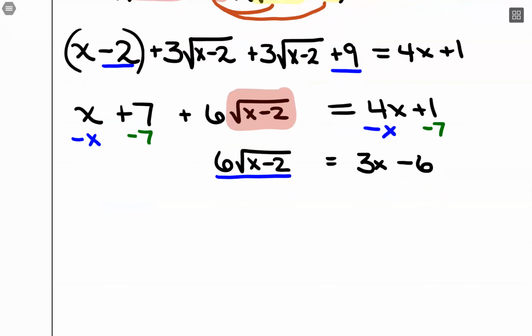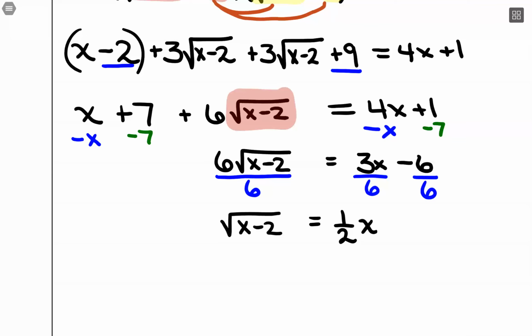We're going to divide both sides by 6. And depends on what you want to do here. I'm going to go ahead and reduce this fraction down, thinking of it as 3x over 6 and negative 6 over 6, just because especially that side would simplify nicely. So I'm going to have the square root of x minus 2 equals 3 divided by 6, which is 1/2, times x, and then negative 6 divided by 6 is a negative 1.